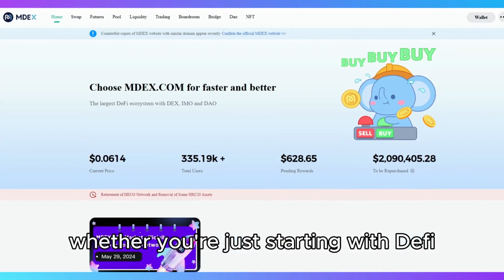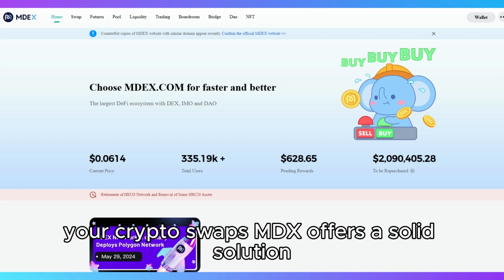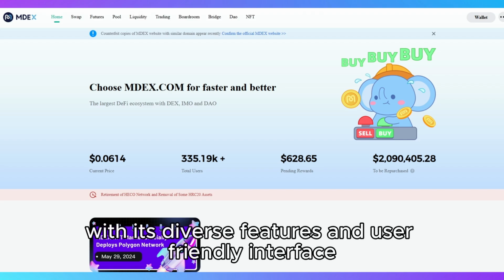Whether you're just starting with DeFi or looking for an efficient platform to manage your crypto swaps, MDEX offers a solid solution with its diverse features and user-friendly interface.